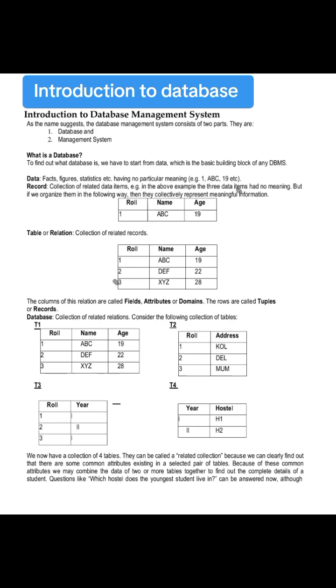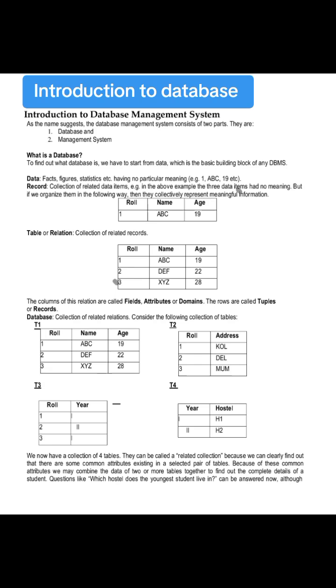I don't know if you understand. So data are raw facts, figures, or statistics. Now when you combine those data, you put all of them together, we call them records. So records are a collection of related data items. Now when you collect all those records, you form what is called a table. A table is a collection of related records.